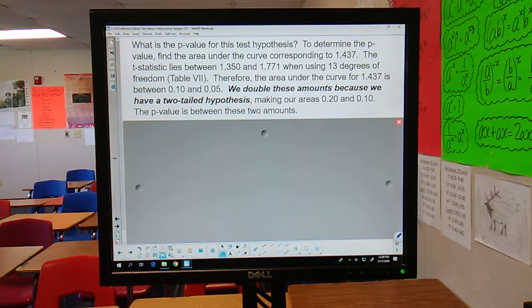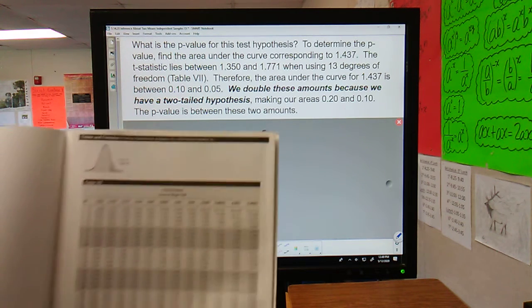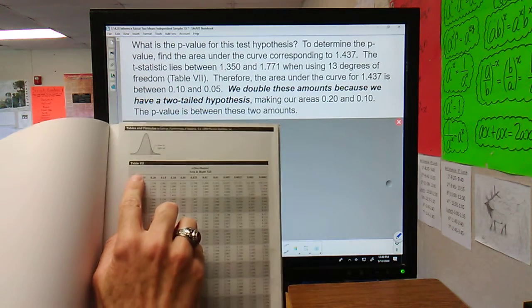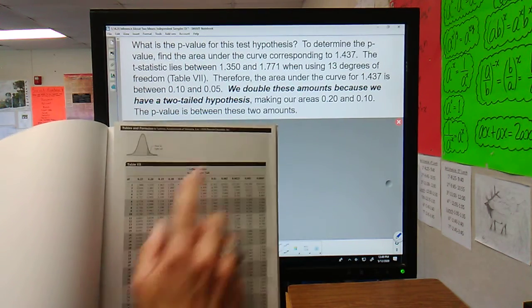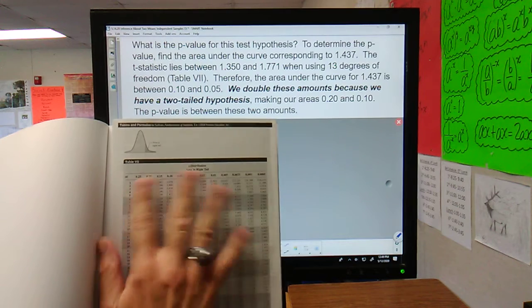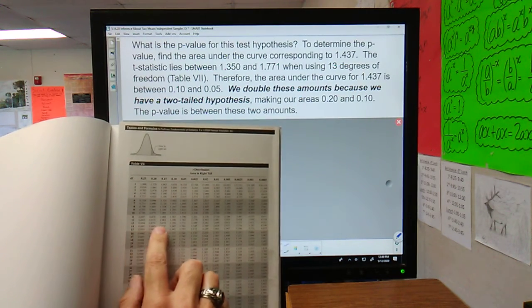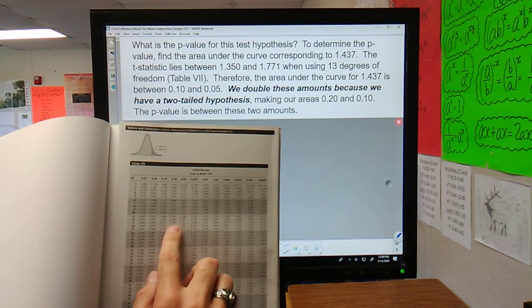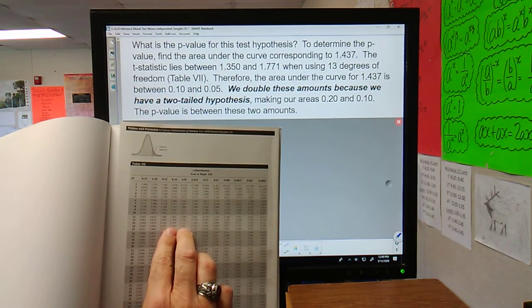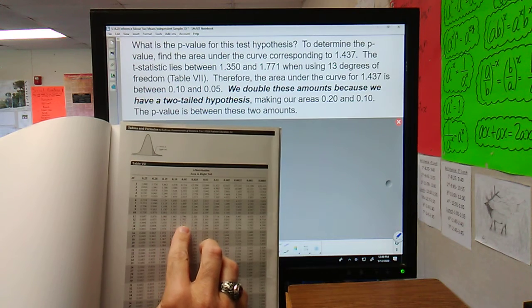What is the p-value for this test hypothesis? To determine the p-value, find the area under the curve corresponding to 1.437. The t-statistic lies between 1.350 and 1.771 when using 13 degrees of freedom. Table 7 again, go to 13 degrees of freedom. You're looking for 1.437. There's no negative 1.437, so we just deal with the positive. But walking my finger along here, I see 1.350 and 1.771. That's where 1.437 lies between.